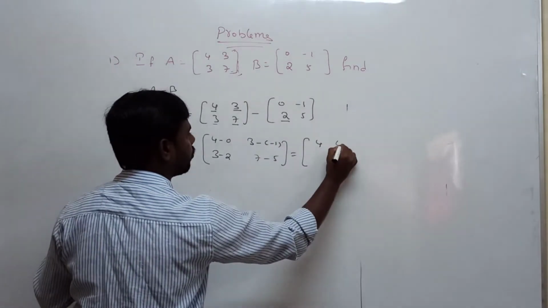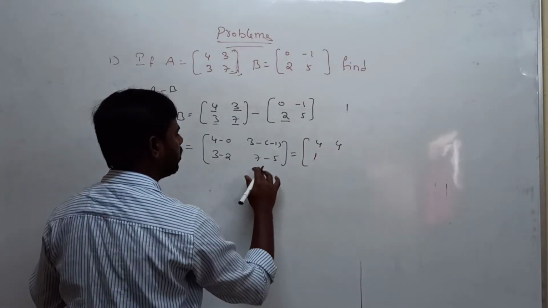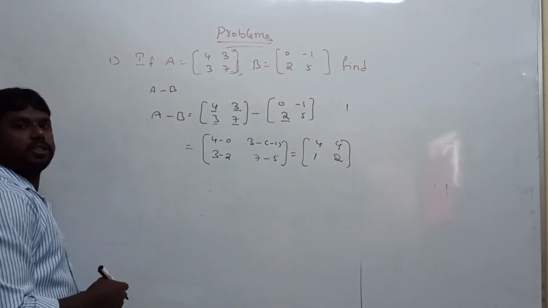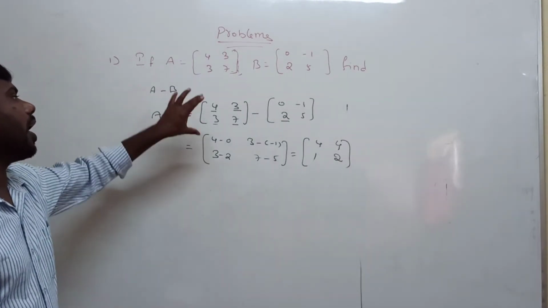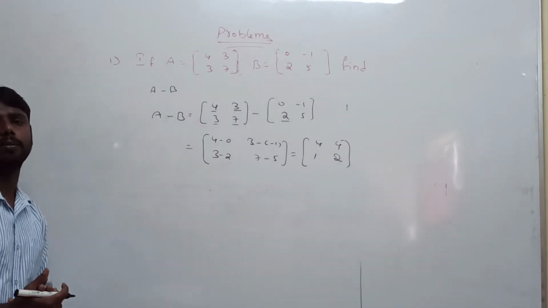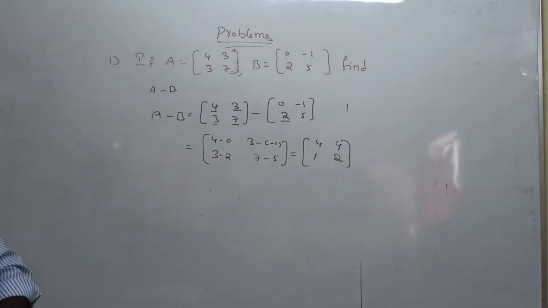3 plus 1 is 4. 3 minus 2 is 1. 7 minus 5 is 2. So for adding or subtracting two matrices, we add or subtract the corresponding elements of the two matrices.